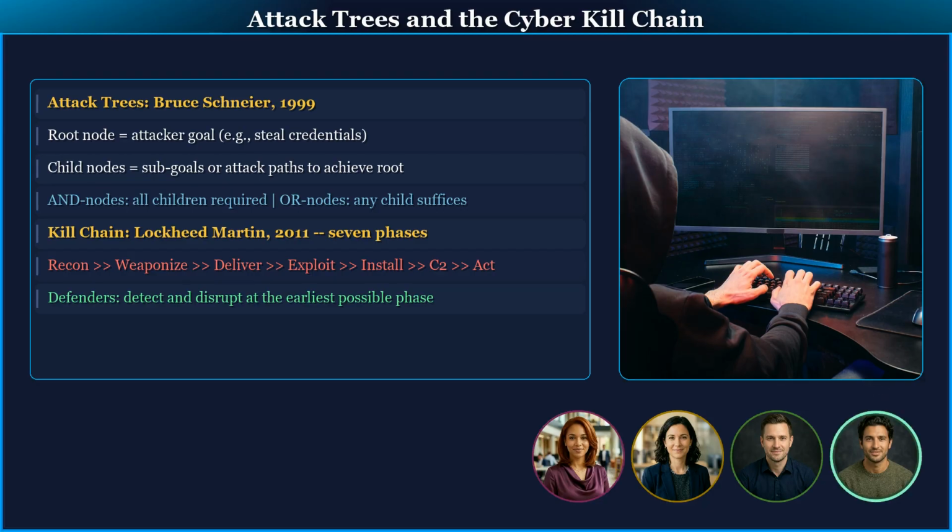For the exam, attack trees are graphical hierarchical models for systematically enumerating attack paths. The kill chain is a linear sequential model of adversary behavior. Both are tools for anticipating attacker logic, which is exactly what threat modeling is for. Know which situations call for which tool.